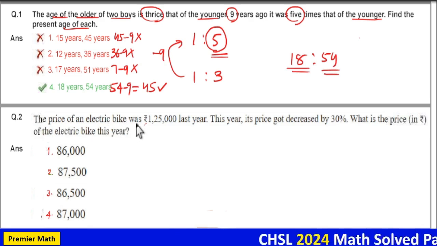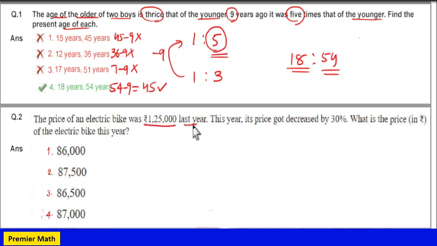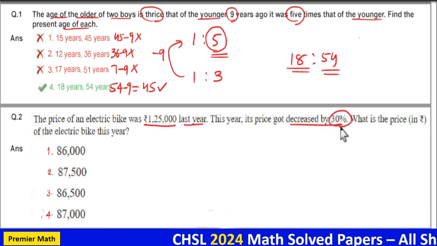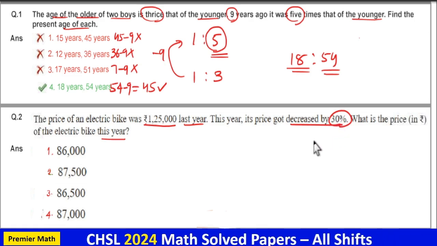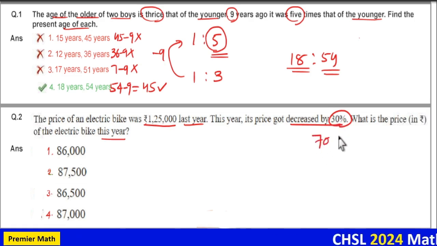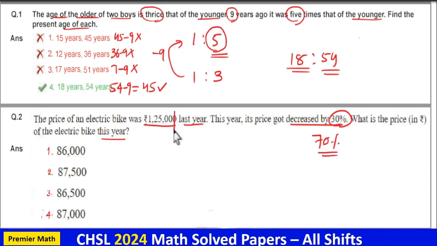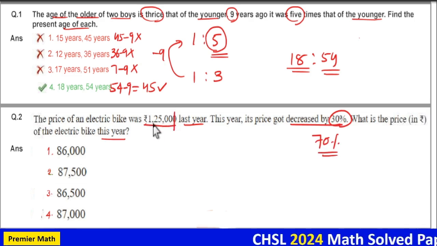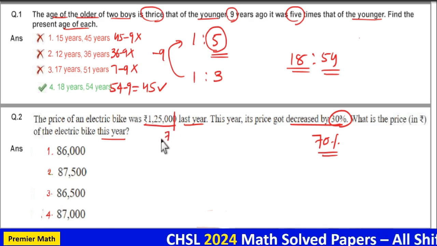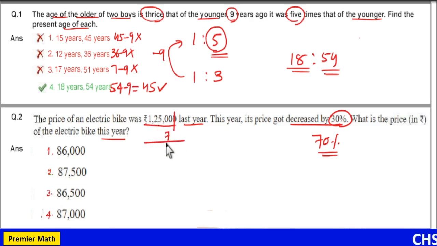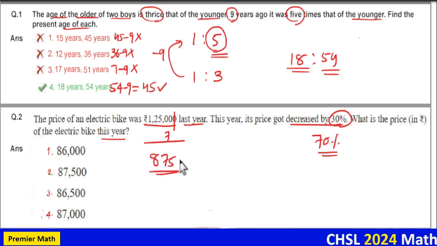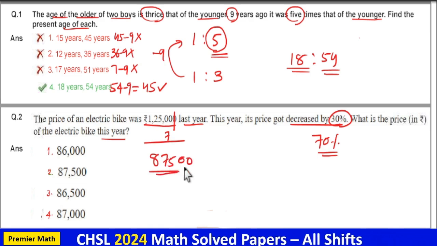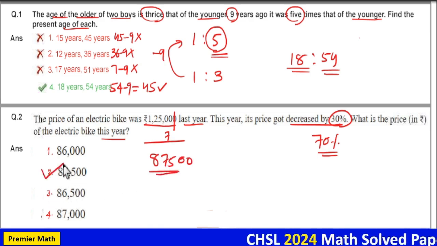Next is the price of an electric bike was 1,25,000 last year. This year the price got decreased by 30%. What is the price of the electric bike this year? Decreased by 30% means the current year price is 70%, which means 10% of 1,25,000 is 12,500. So we need 70%. 70% is equal to 12,500 into 7. 25 into 7 is 175. So remaining one, 7 into 1 plus 1, 8. So 87,500. Option 2 is your answer.